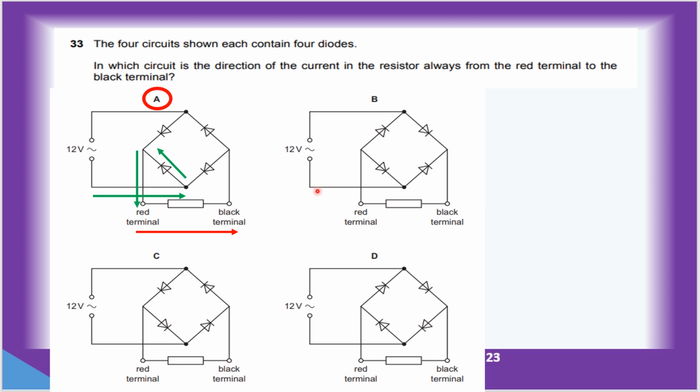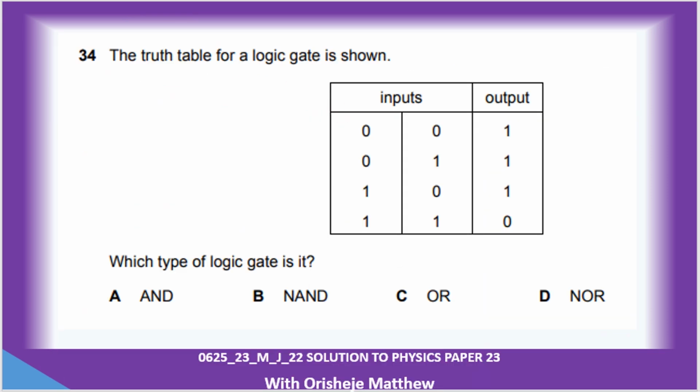Alright, maybe you can do the analysis for D, but because of time, let's go to question 34. The truth table for a logic gate is shown below. Which type of logic gate is it?